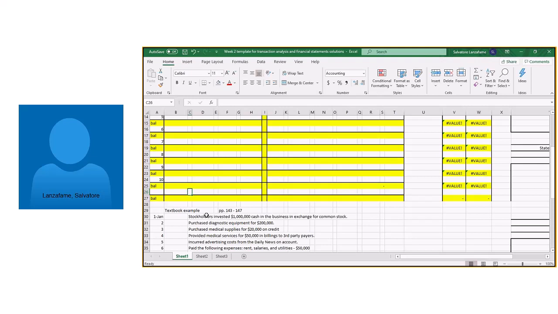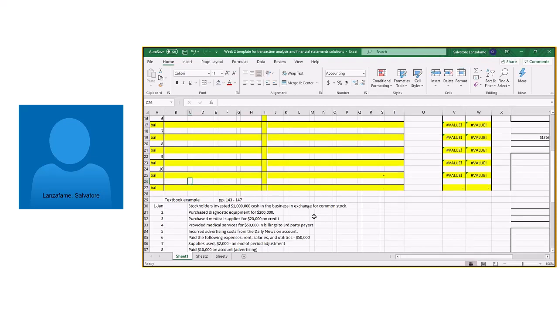Okay, so let's take a look at the fourth transaction. The fourth one says, provided medical services for $50,000 in billings to third-party payers. So we provided a service. Hopefully when you see this, your accounting classes are kicking in. Whenever you provide a service, that's revenue. So whatever you do for a living, that's when you record revenue. If you paint houses, every time you paint a house, revenue. Every time you see a patient, revenue.